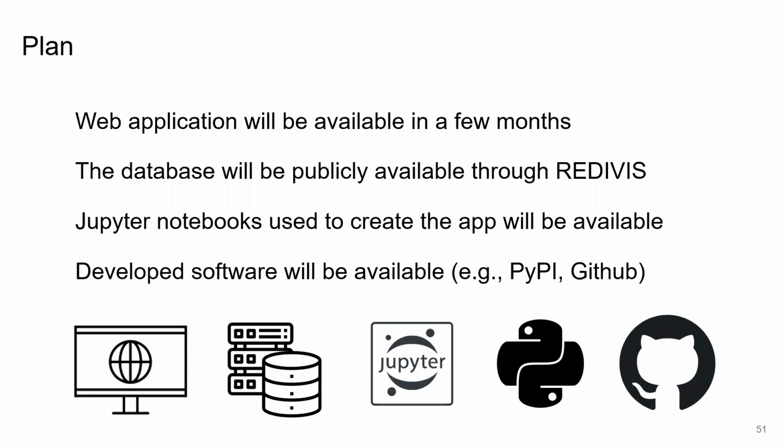And here's our plan. Our web application will be available in a few months. It's available, but we need to fine tune it, so we're expecting about 3 months. The database will also be available through Redivis, and the Jupyter notebook that we use to create the app will be available, likely through GitHub. And the developed software will be available on either PyPI or GitHub.